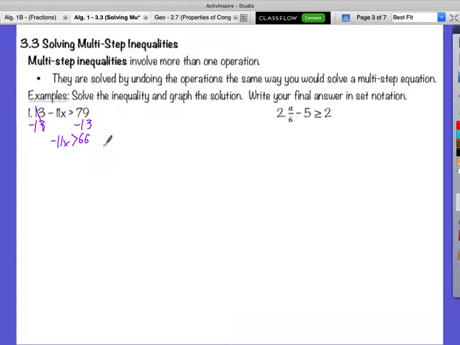What would we do, Chase? Divide both sides by negative 11. Exactly right. And we'll get x compared to negative 6. Now, what do we have to do with our inequality since we divided by a negative? Flip it. So now x is less than negative 6. Why do we flip it? Whenever we multiply or divide by a negative number, we have to flip it. So we divided by a negative number on both sides, so we have to flip the sign.